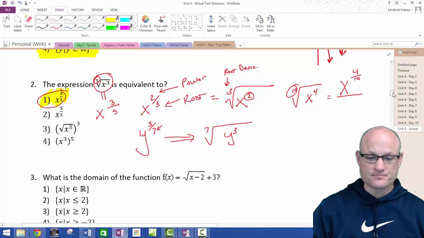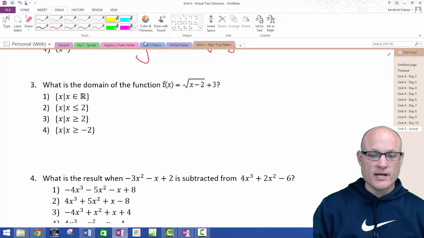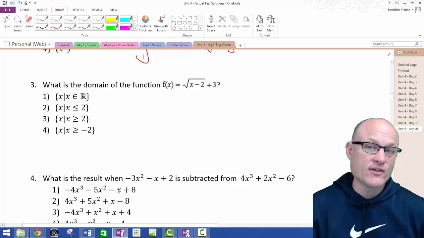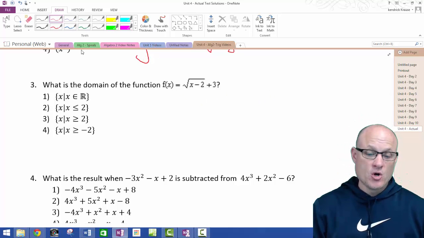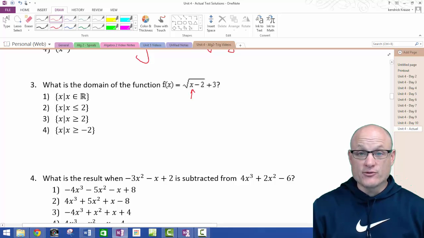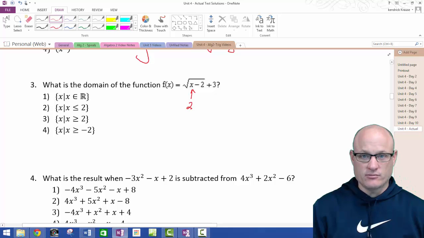All right, moving on. What is the domain? Well, the domain is what makes the function undefined or a non-real solution. What values would I put in here to make this a problem? Well, the problem is underneath the radicals when we have imaginary numbers or negatives. We can't have negatives under the radical. So we want these to have real solutions. So if I put a 2 in here, I get 0. If I put a 3 in here, I get 1.